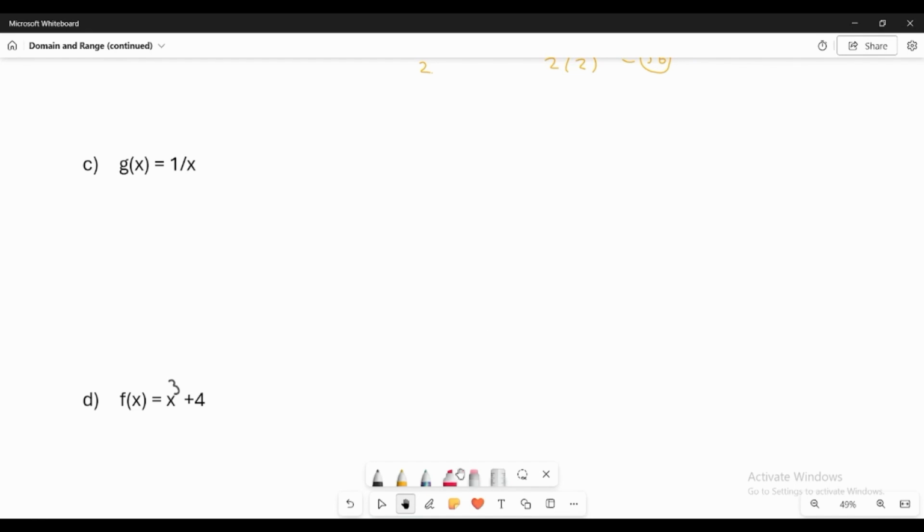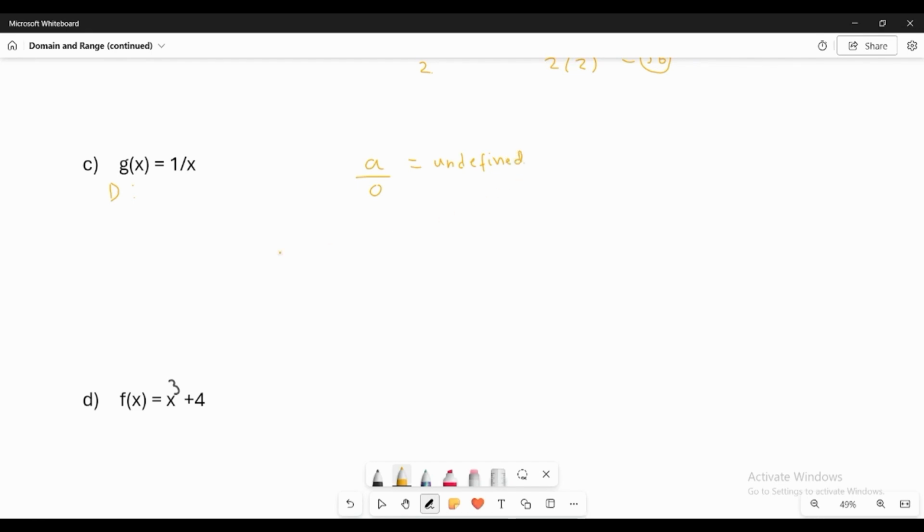Here we have g of x equals 1 by x. Now again we have to figure out what all values x can take here. You must have studied fractions and rational numbers before, and there we have well studied that the denominator of any rational number or a fraction cannot be 0 ever. Because we know that any number, let's say a, divided by 0 is always undefined, right? That means here again x can take any value.